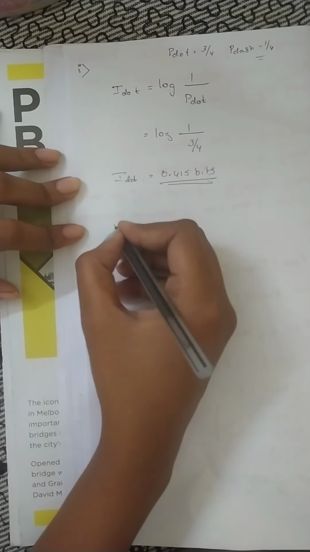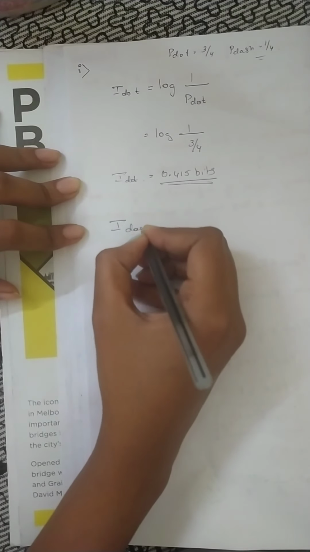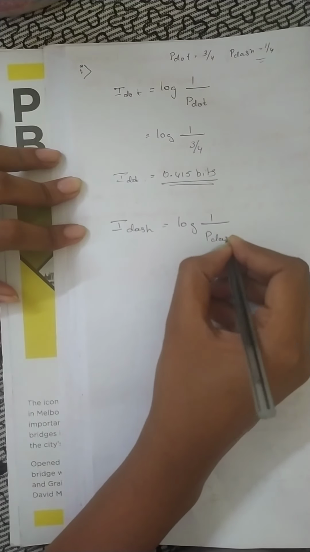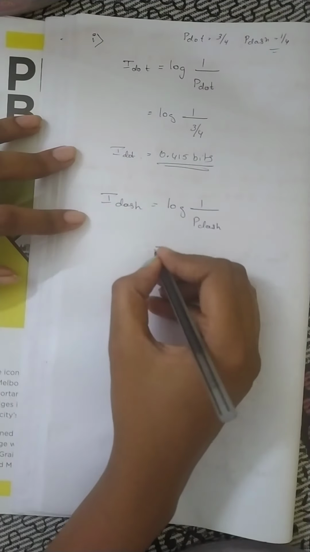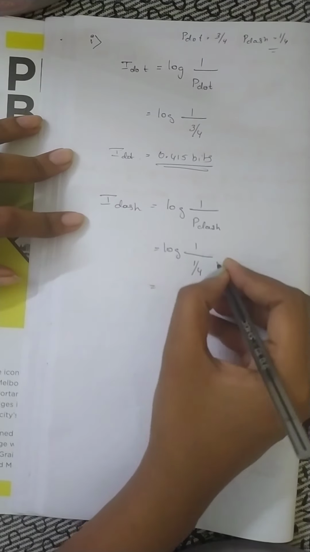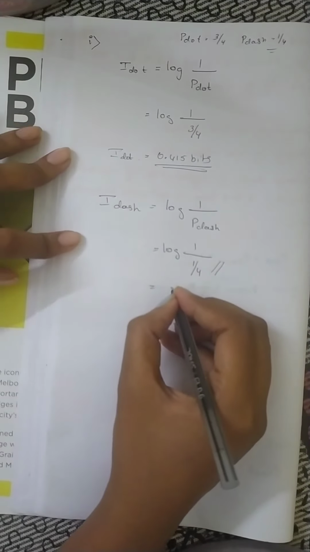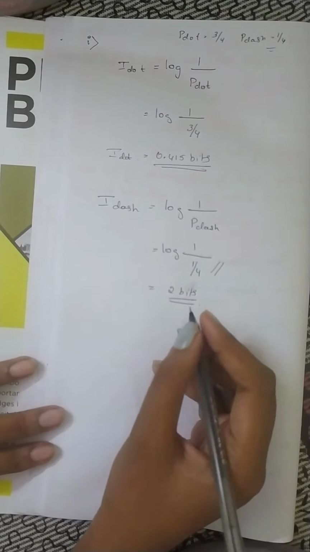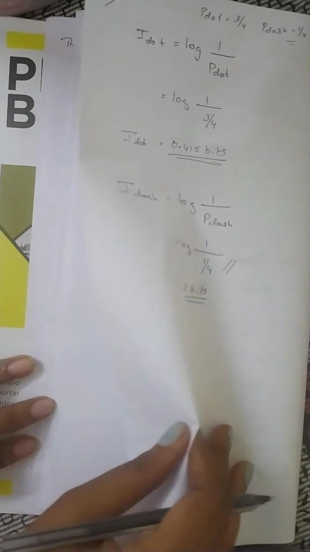Next one, for I dash is equal to log 1 by p dash. So log of 1 by p dash, which is 1 by 4. Put this value in the calculator and you will get the answer as 2 bits. Okay. Next one.